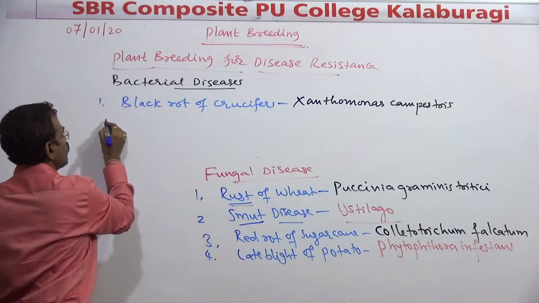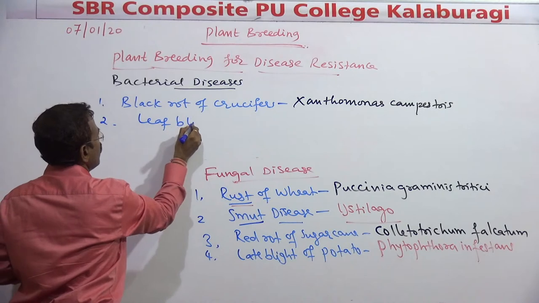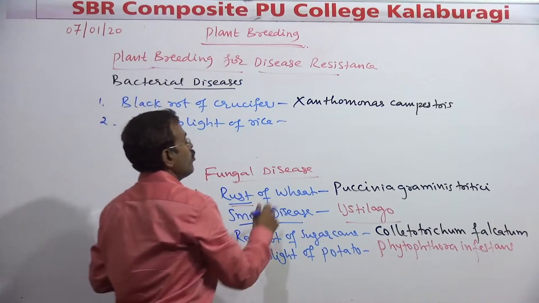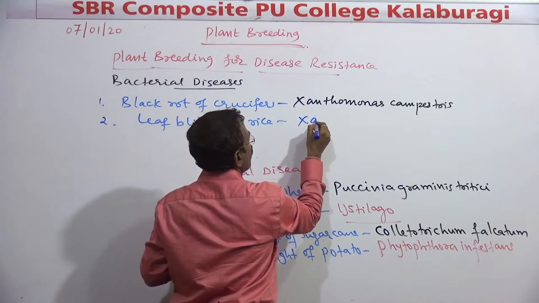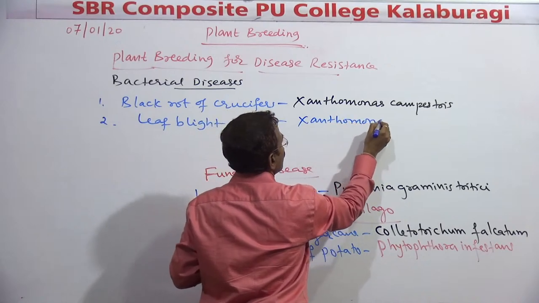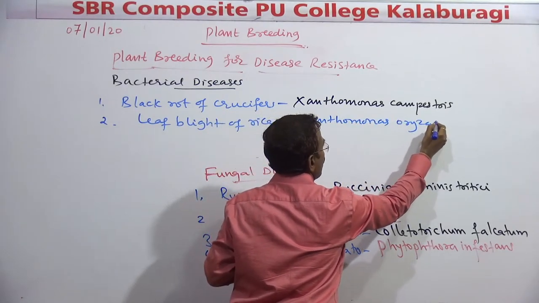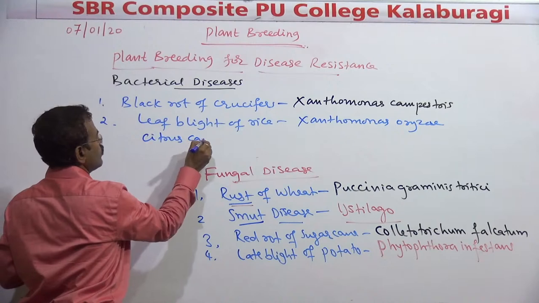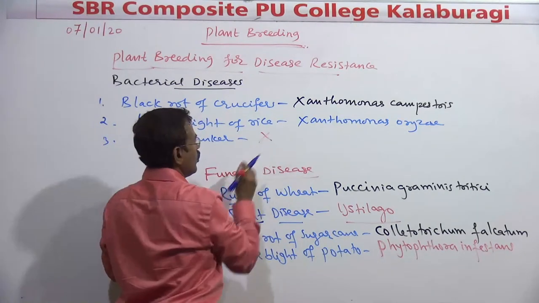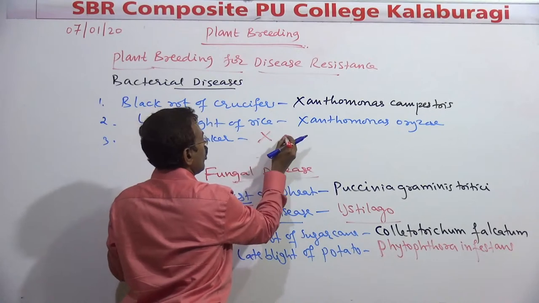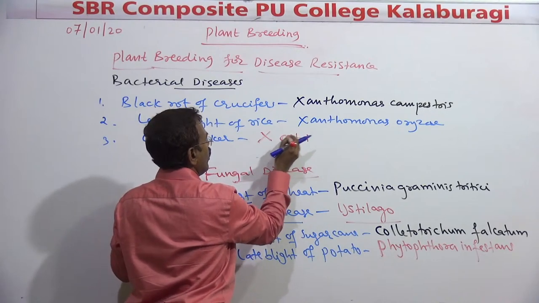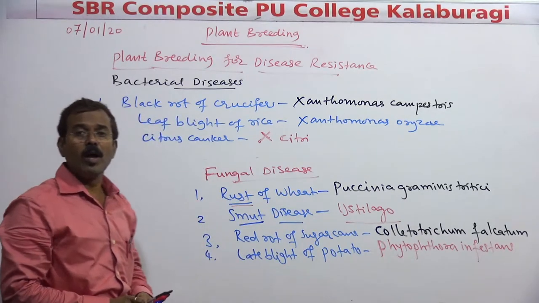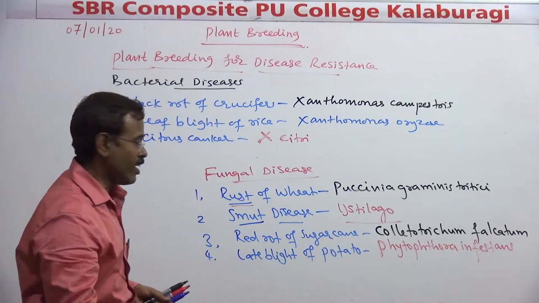Leaf blight of rice, caused mainly by Xanthomonas oryzae. Citrus canker, caused by Xanthomonas citri. So these are some of the examples of bacterial diseases caused by bacteria.